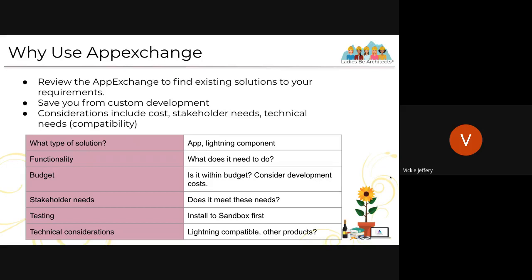How much further development do you want to do in it? Is it a fit for this particular requirement and for your company? Do you need to pay for it? How much is it going to be over the long term compared to how much it might take you to build it, etc.? So you look at what type of solution. Is it a Lightning component? Is it an app? Or what are you looking for? Look at functionality. What does it need to do? And does it fit your criteria? Is it within your budget? And consider development costs when you're looking at that. Does it meet your stakeholder needs?